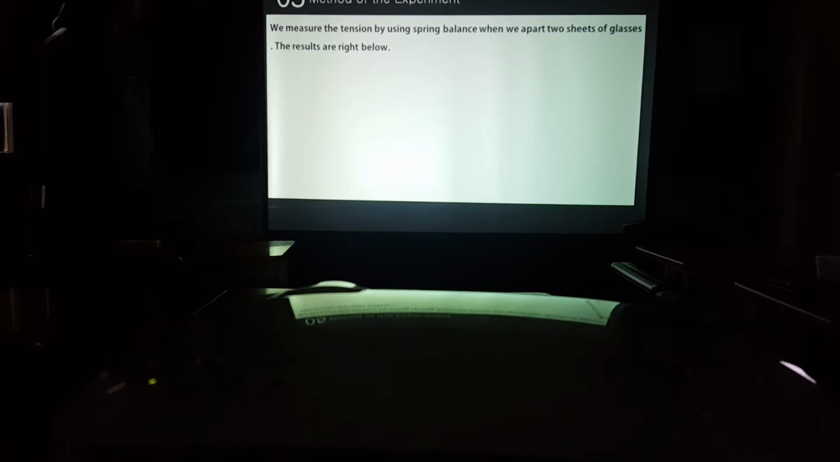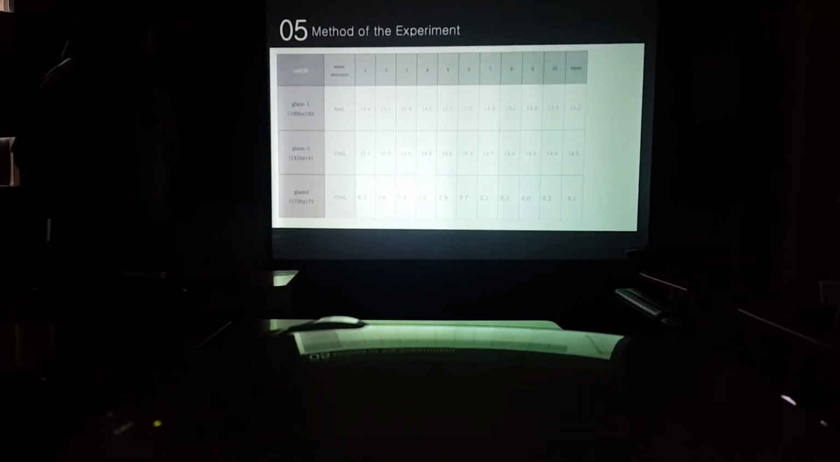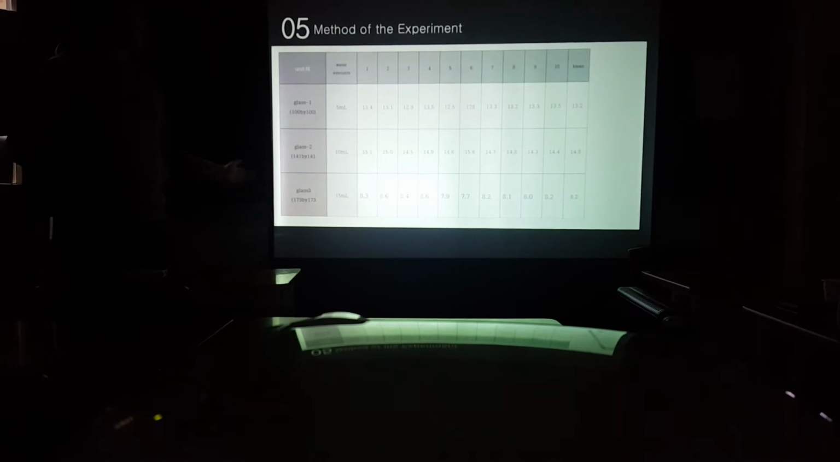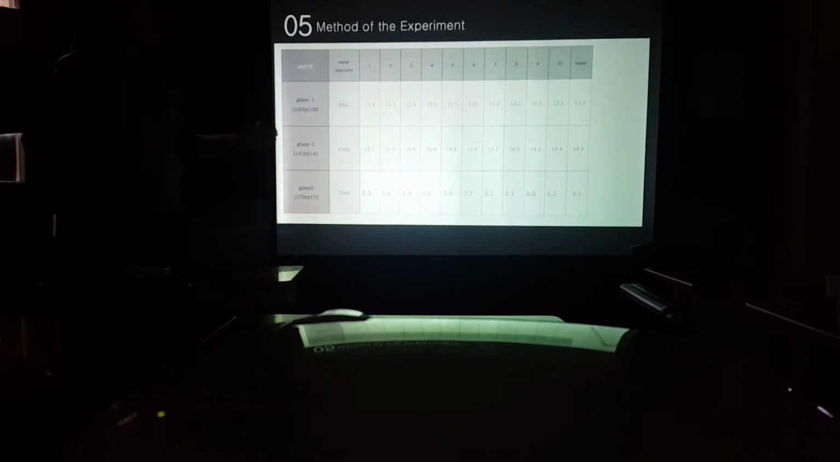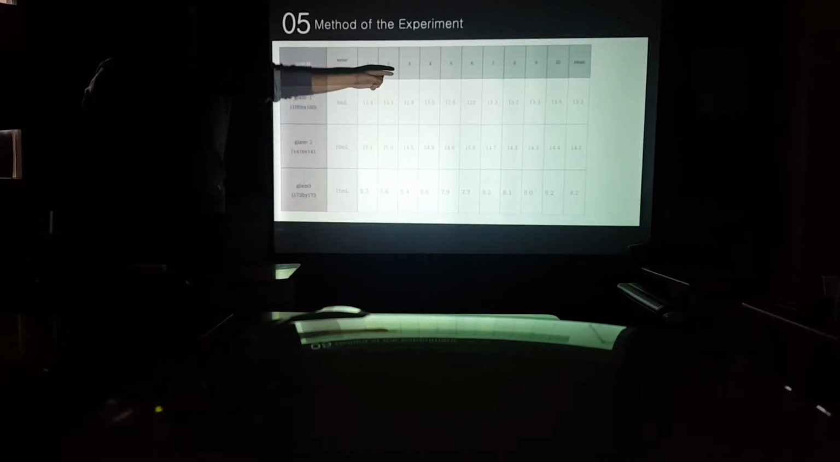So we measure the tension by using a spring balance when we pull apart two sheets of glasses. The results are marked below. Next. So this is the table which is stating the experimental results, and I conducted each experiment 10 times, and I calculated the mean value of it.